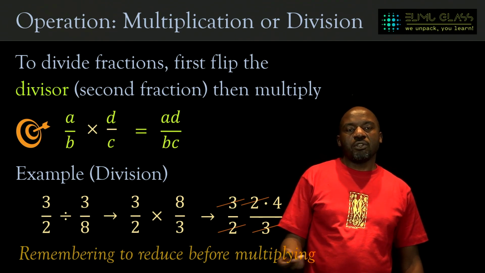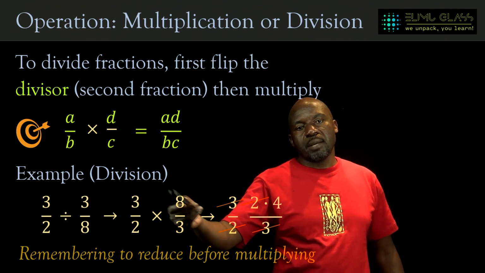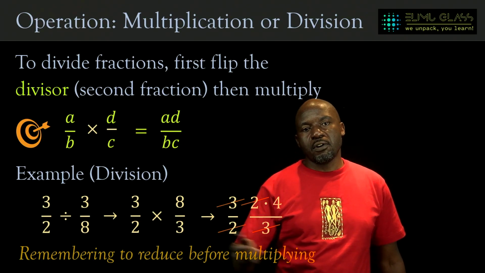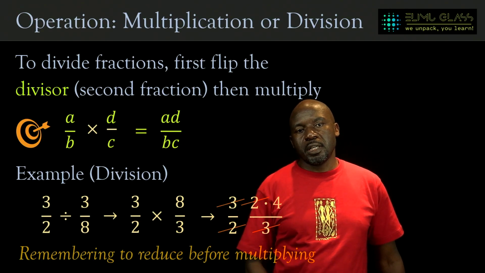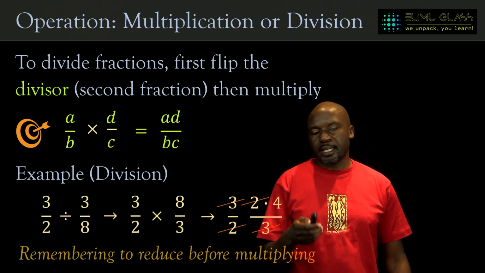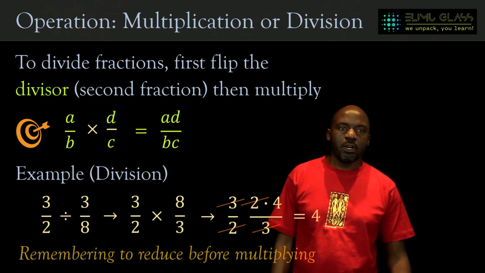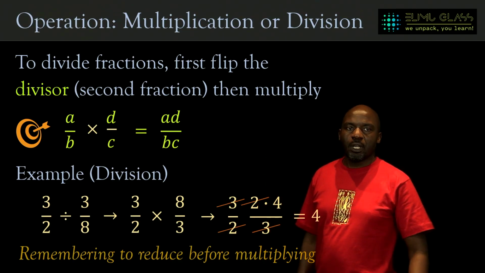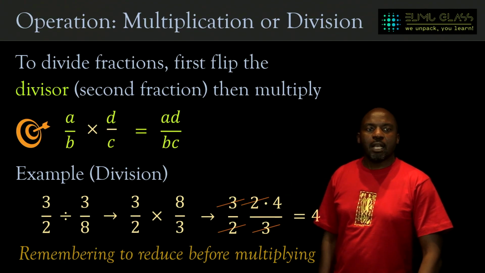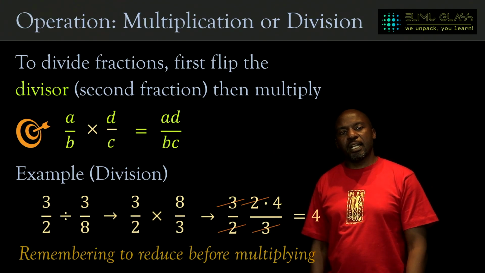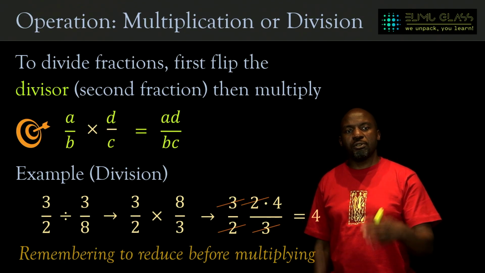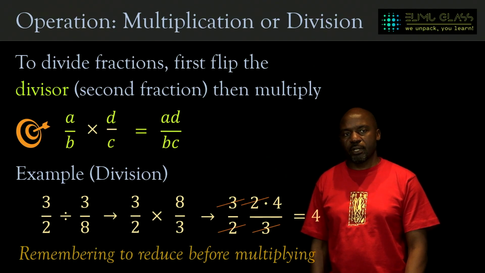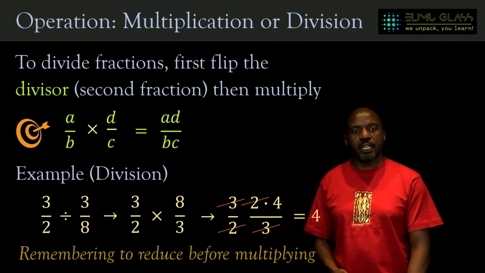Of course, you can do it your own way. 3 times 8 is just 24, and 2 times 3 is 6. 24 divided by 6 is, of course, equal to 4. So you don't have to do it exactly the way I have done it, but what we are saying is when the numbers are very large, then sometimes it's better to reduce first before you do the multiplication, okay? Makes your life a little bit easier.